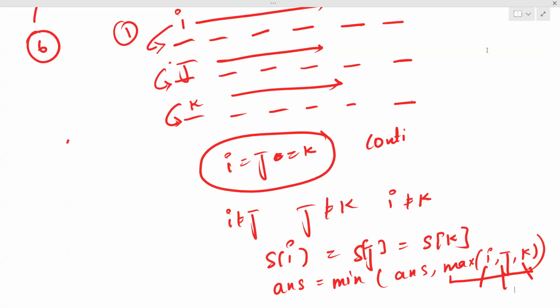Yes. And out of all of these possibilities, we have to pick that answer which is minimum. So that's why answer is minimum of answer, comma. Yes.